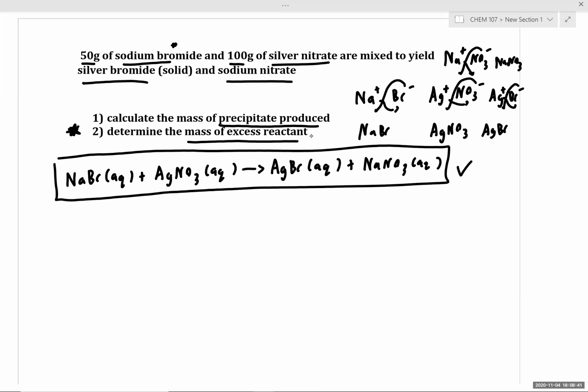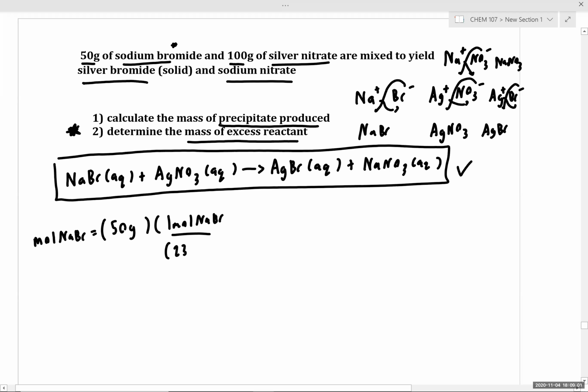So in both methods, we're going to need to figure out the moles of each of our reactants. So we know that the moles are obtained by dividing the mass by the molar mass. So in 1 mole of sodium bromide, we know that if we add up our masses, we have 23.0 grams for sodium and, let's look up in our periodic table just to be sure for our molar masses. So if we break out our periodic table, 79.9, perfect. That's the molar mass of bromine.